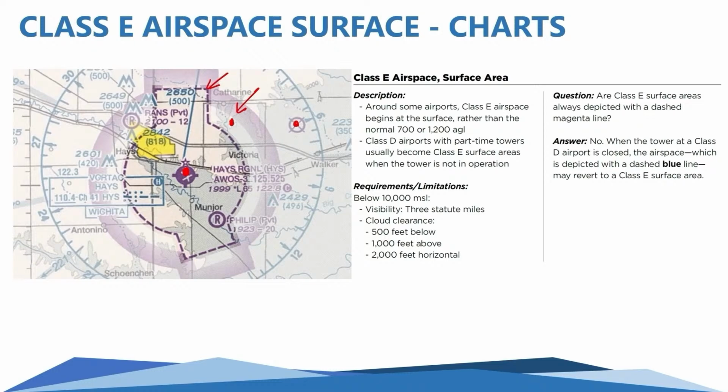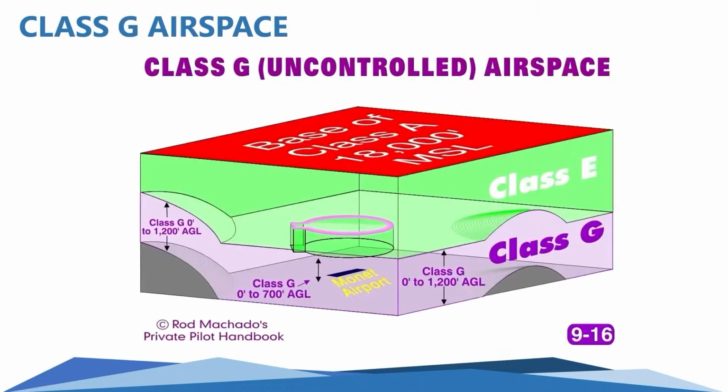Okay, the next one that we're going to talk about is the wonderful world of Class Golf. Beneath Class Echo is going to be your Class Golf airspace. This is your uncontrolled airspace. Class Golf will usually start at the surface and go up to 1,200 feet where Class Echo starts. If Class Echo starts at 700 feet AGL, then right beneath that is going to be Class Golf. If Class Echo starts at the surface, you can't have another airspace starting below the surface, so that takes that out of the equation. So Class Golf is uncontrolled. There's a lot less restrictions there.